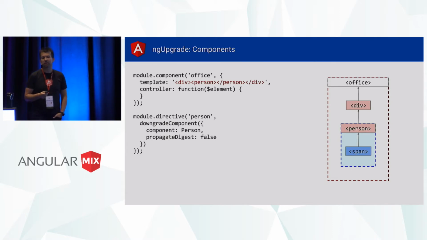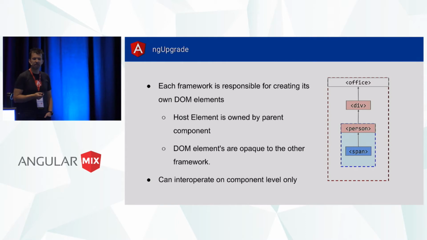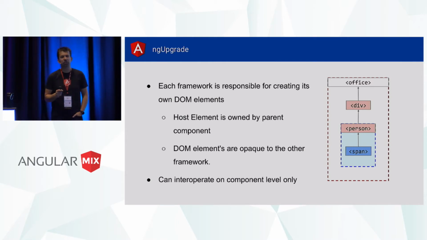So this is basically the mechanism by which a component is made available to the other side. And the same exact thing kind of works in reverse. So the mental model that you should have is that each framework is responsible for creating its own DOM elements. And once a framework creates a DOM element, it is kind of owned by that framework. So the change detection, all the semantics for a particular DOM element follow through whichever framework created it, whether it's Angular or AngularJS.